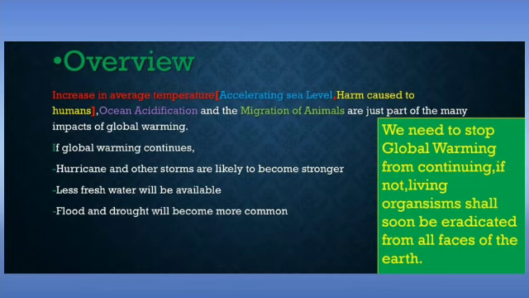If global warming continues, hurricanes and other storms are likely to become stronger. Less fresh water will be available. Flood and drought will become more common. We need to stop global warming from continuing. If not, living organisms shall soon be eradicated from the face of the earth. For more details, let's watch this video.